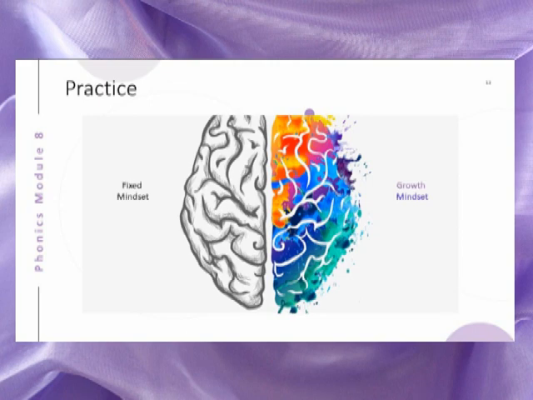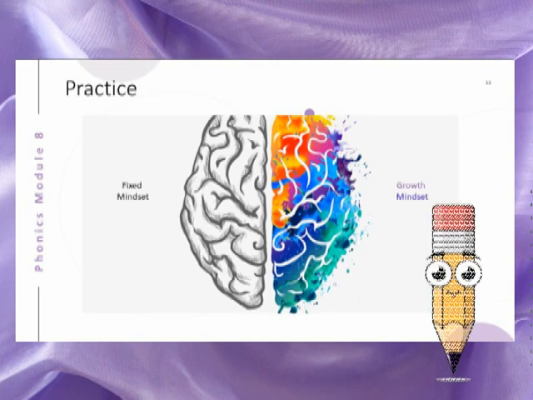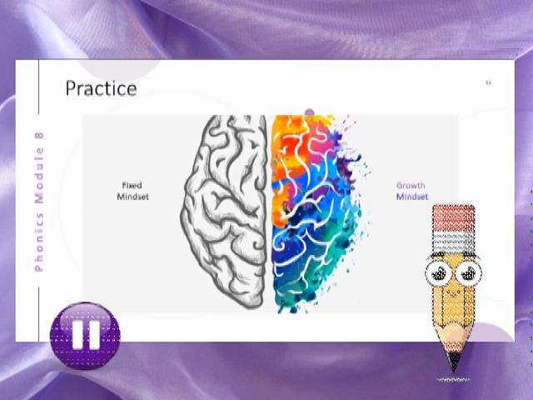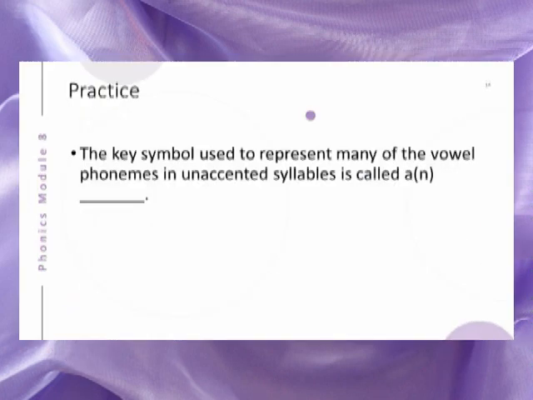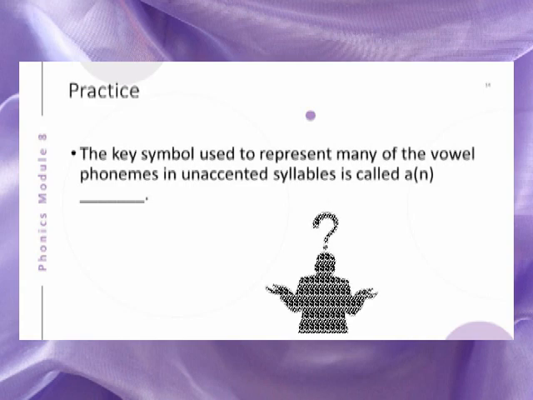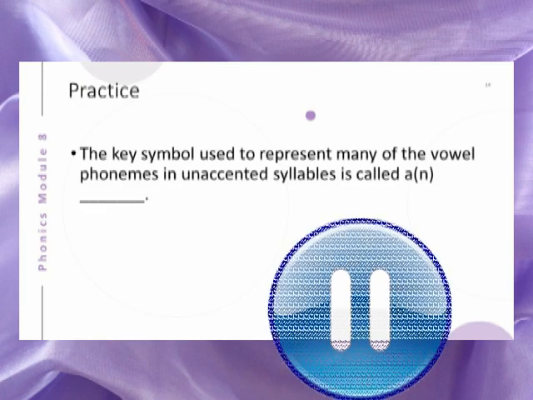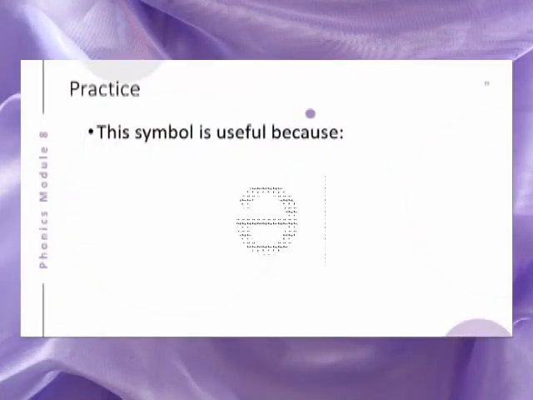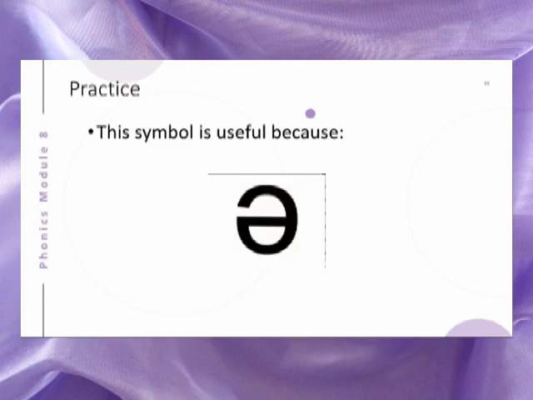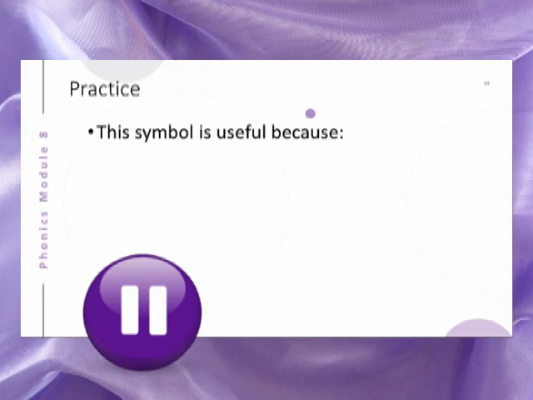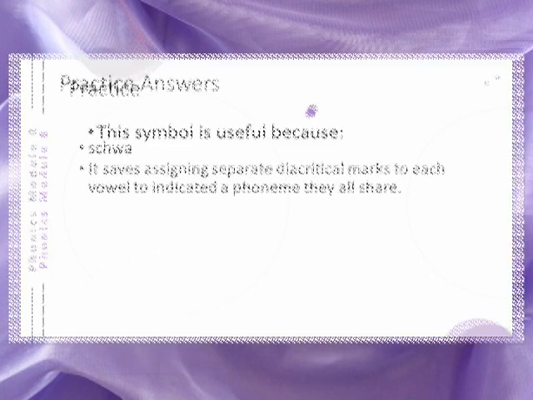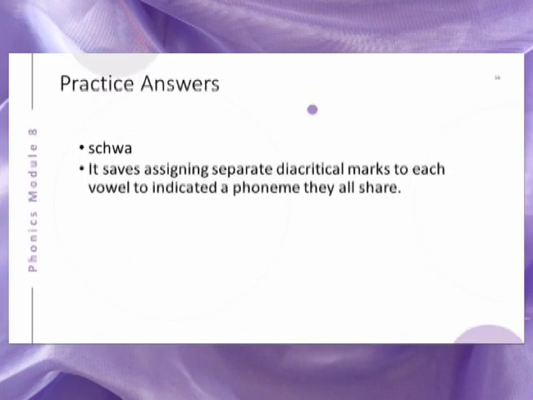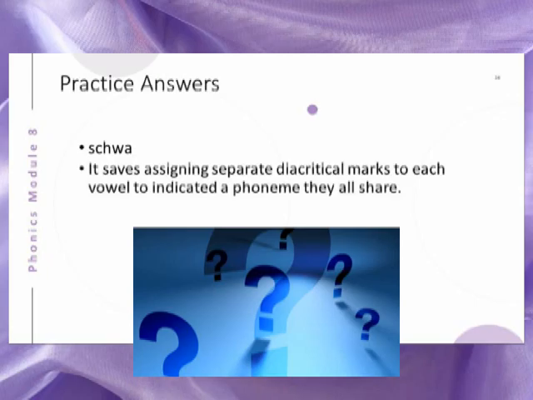Let's use your growth mindset and put it all together to practice with some short and long vowels so you can learn and improve through your effort. The key symbol used to represent many of the vowel phonemes in unaccented syllables is called an schwa. This symbol is useful because here are the answers. Did you get them all correct?